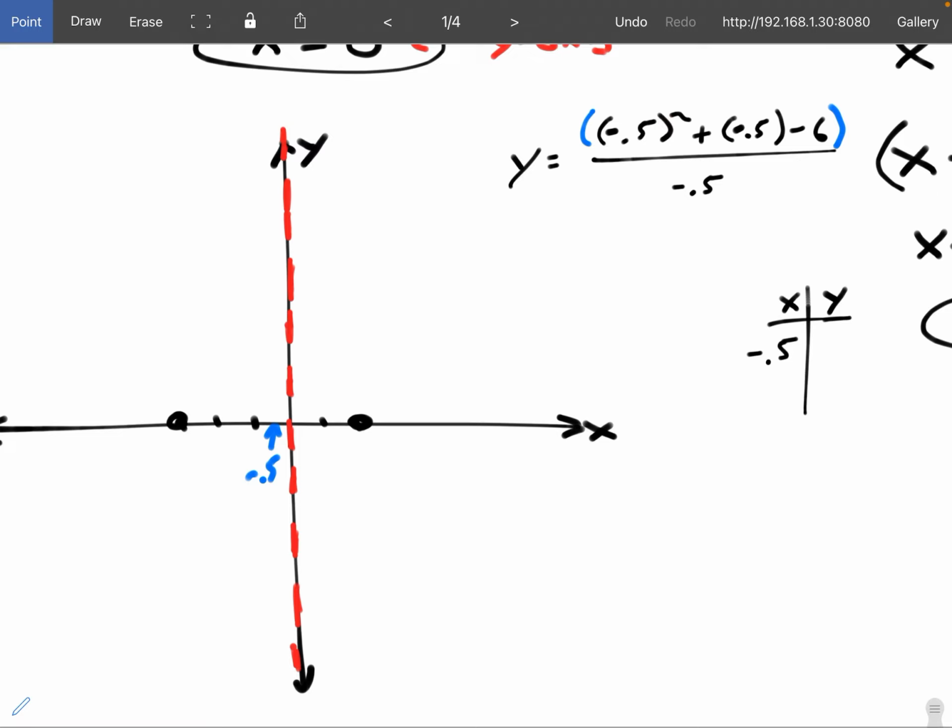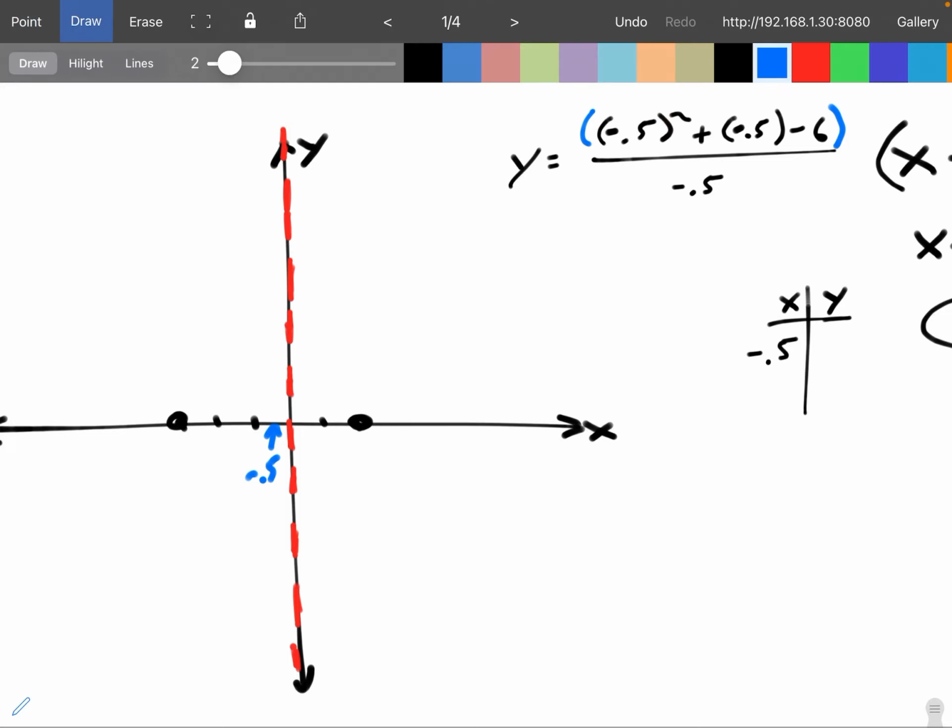And then minus 6. So the answer to that numerator is -6.25. And then I'm dividing by -0.5. A negative divided by a negative is going to be a positive, and if you divide by 1/2, that's the same thing as multiplying by 2. So you should get 12.5. So we get 12.5. So 12.5 is my y value.